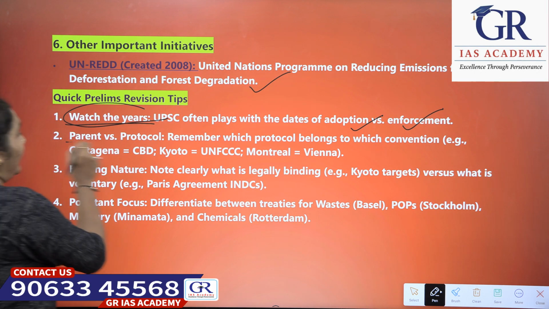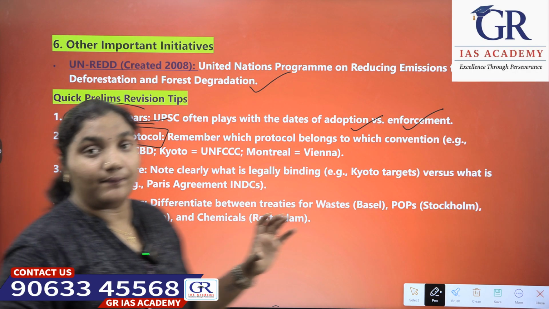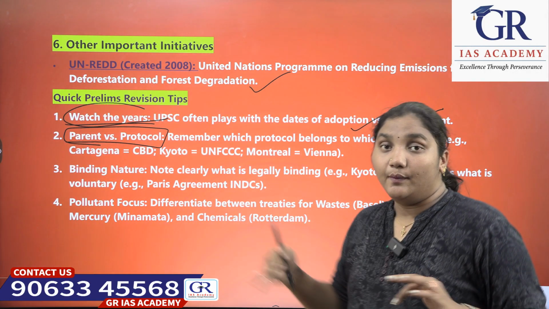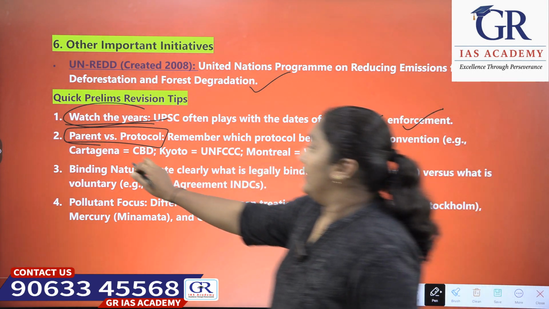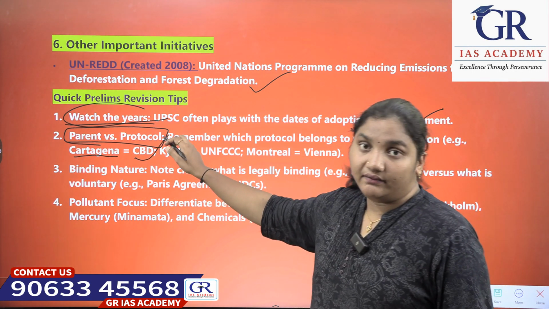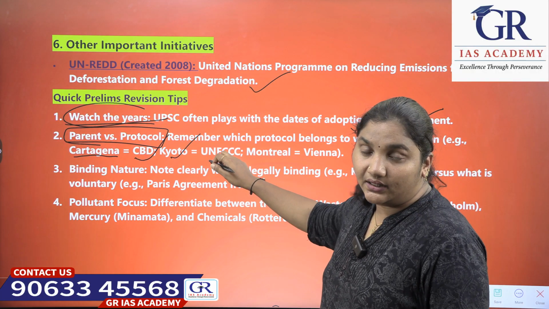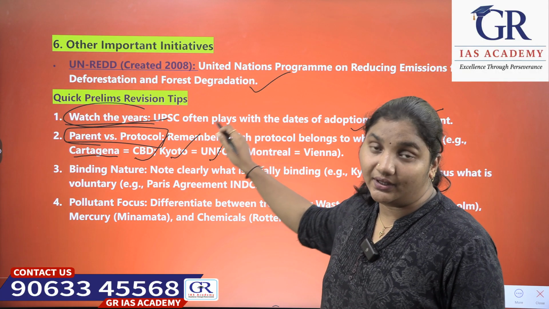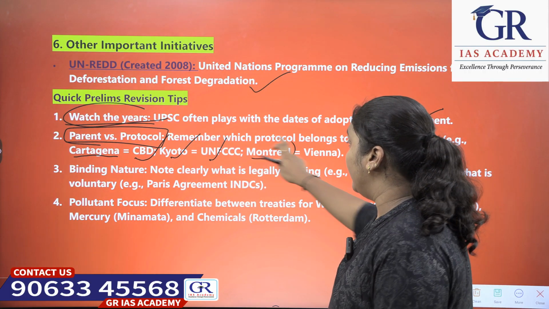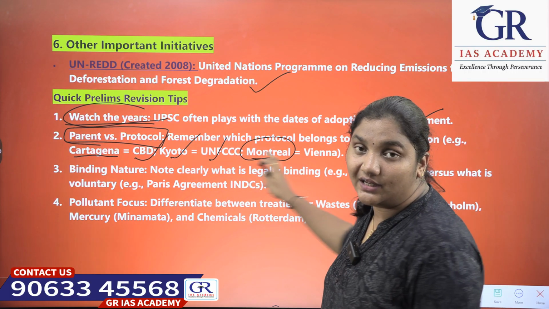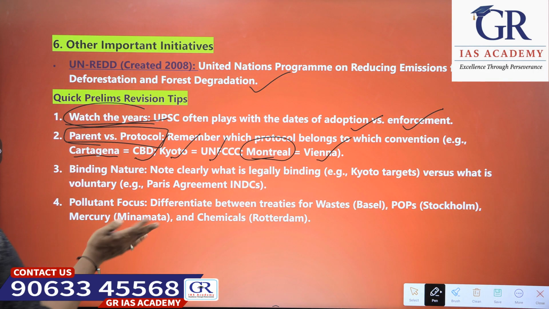Then see the parent versus the protocol. What is the parent initiative and what are the protocols under it? For example, the Cartagena Protocol comes under the CBD, and the Kyoto Protocol comes under the UNFCCC, whereas the Montreal Protocol comes under the Vienna Convention. Have a look at this.